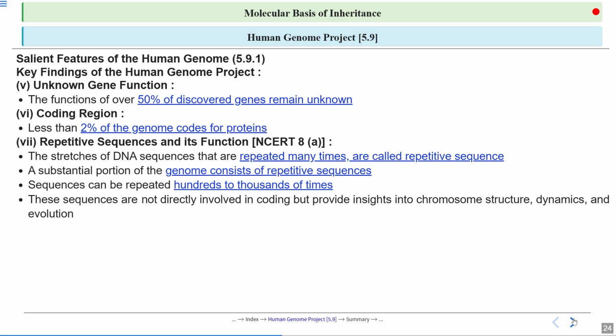These sequences are not directly involved in coding, but provide insight into chromosome structure, dynamics, and evolution. So these repeated sequences are not directly involved in coding, as in they do not code for polypeptide or protein, but they provide insight into chromosome structure, its dynamics, and evolution.